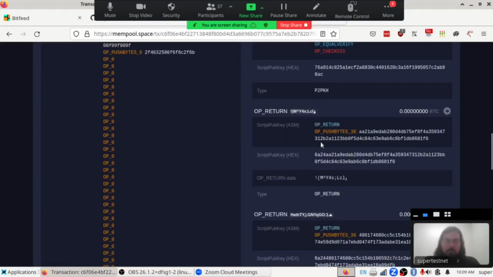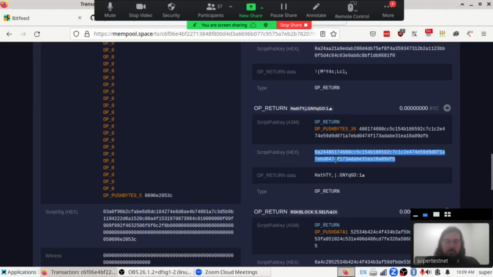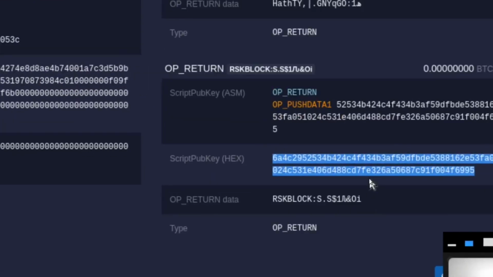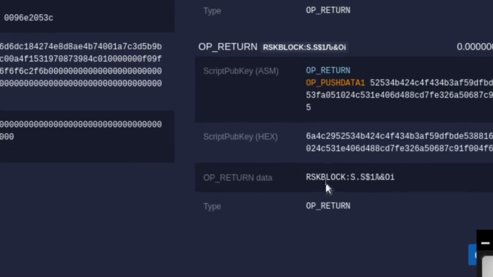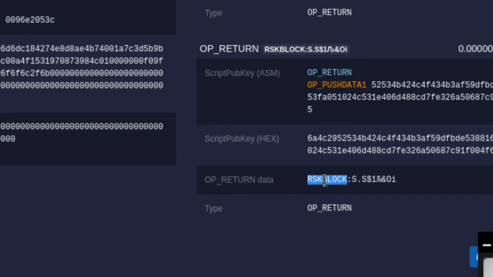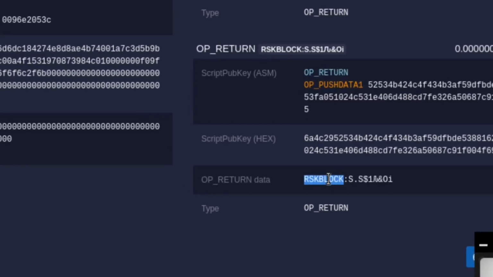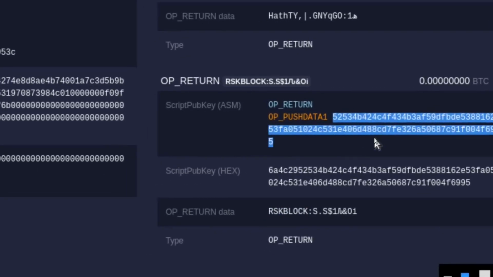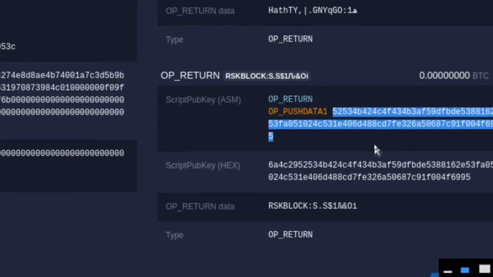So if we take a look at the details section of this little transaction here, you can see that there are 3 OP_RETURNs. There's this one, there's this one, and there's this one. And this one is special. This one, the OP_RETURN data, this text field that exists in Bitcoin, starts with the term RSK block. And then it has this 32-byte hash right after it. So what is an RSK block?